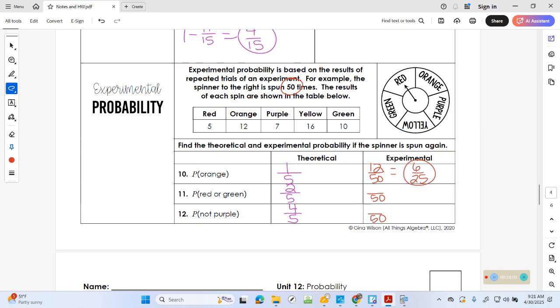Okay. How many reds or greens total? 15. 10 green, 5 red, total of 15. This is ridiculously easy. 3 out of 10. Okay. And the not purple. What's the easiest way to do the not purple? Yeah, I would just do 50 minus 7, which is what? 43. Does 43 over 50 reduce? No, circle it, we're done. That is probability, my friends. Love it.